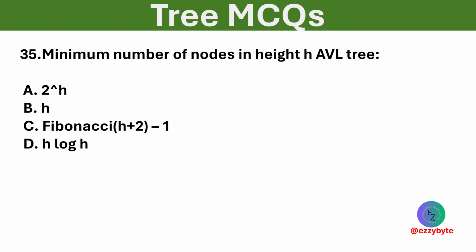Minimum number of nodes in a height h AVL tree. Options are 2 to the power h, Fibonacci(h+2) minus 1, and h log h. Option C is correct. AVL node count grows with the Fibonacci series.